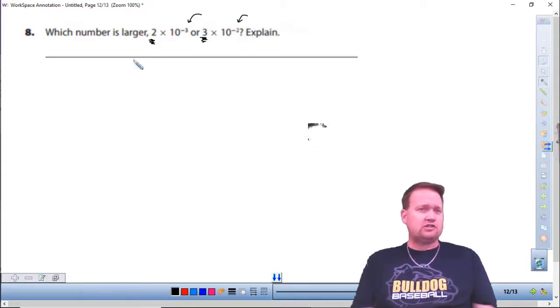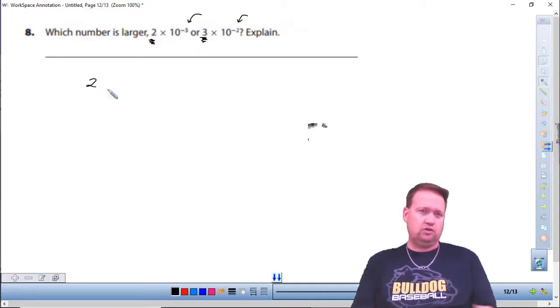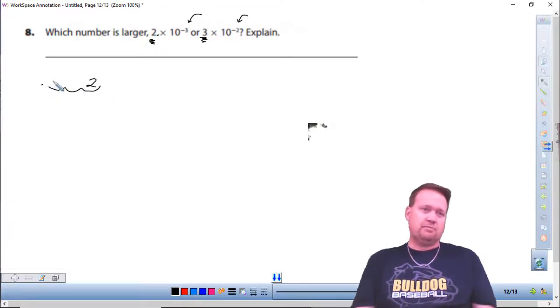But if you're not sure, you can always turn them into standard form. So 2 times 10 to the negative 3 would be a 2. And my decimal really is right there. And I'm going to go backwards 3 places. So it's right there. We're going to go backwards. 1, 2, 3. So this number in standard form is really 0.002.